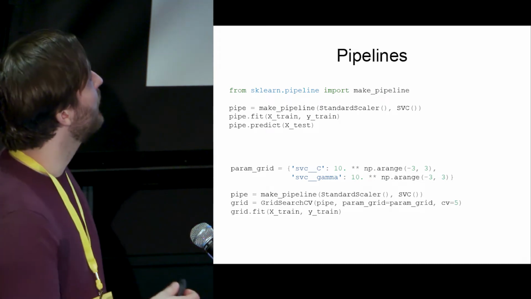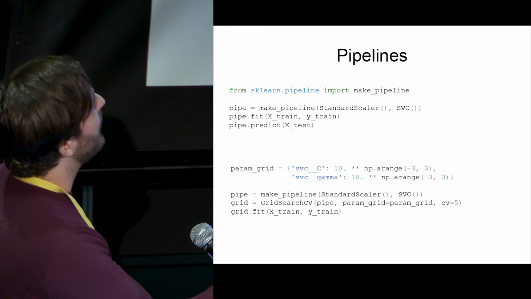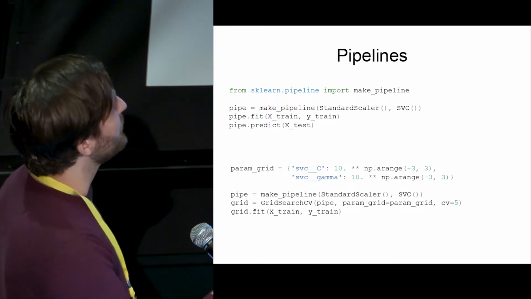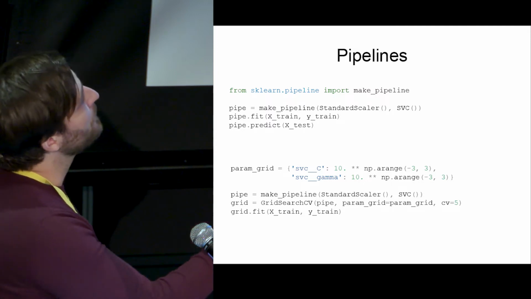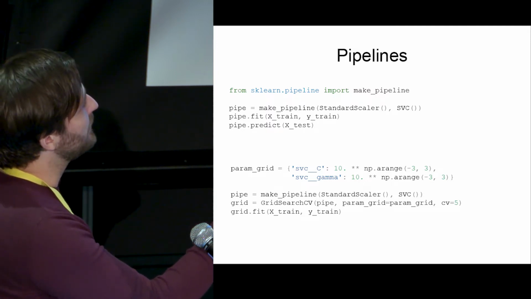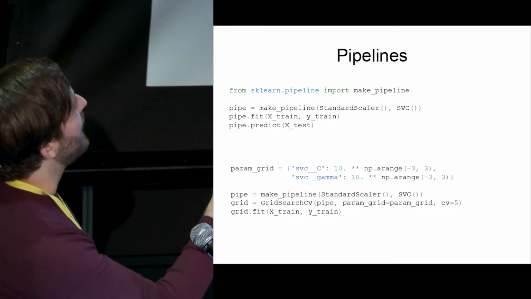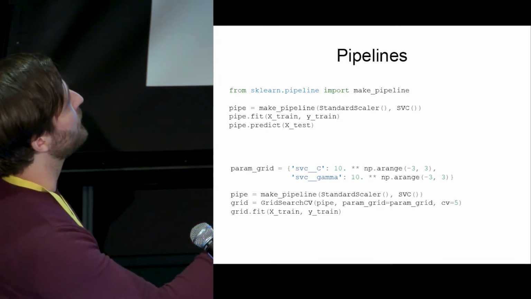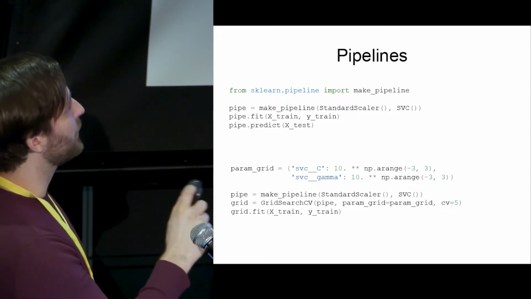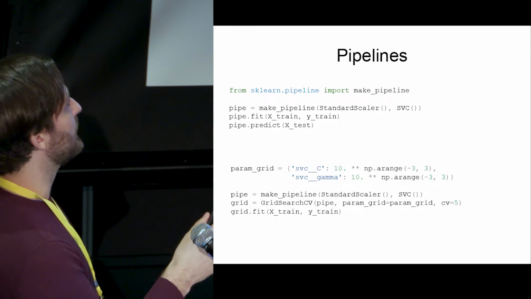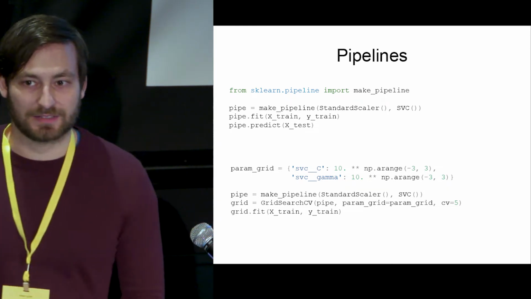So here's what this looks like in code. If I want to make a pipeline out of, say, scaling and a support vector machine, the easiest way to do this is calling this make_pipeline function. I give it the standard scaler, which does zero mean unit variance, and the kernel support vector machine. And now this pipe object contains both of these steps. If I call fit, it'll scale the data, then fit the support vector machine on the scaled data. If I call predict, it'll scale the test set, and then call predict on the scaled test set.